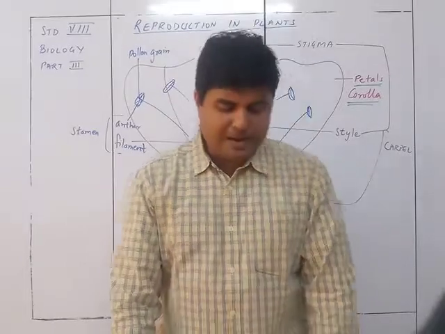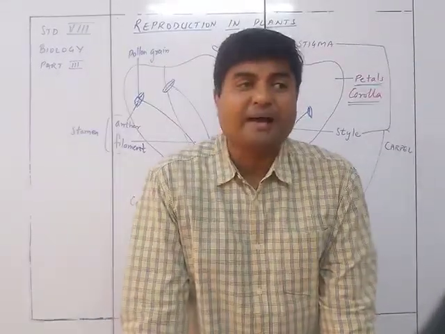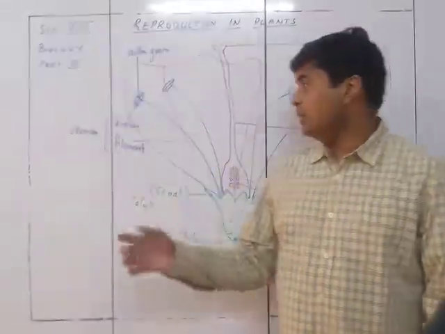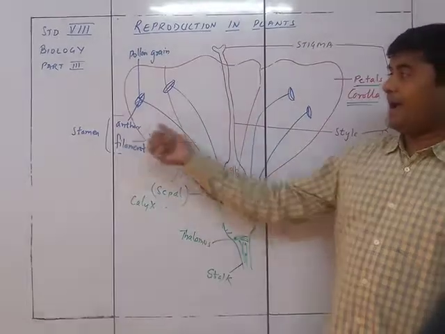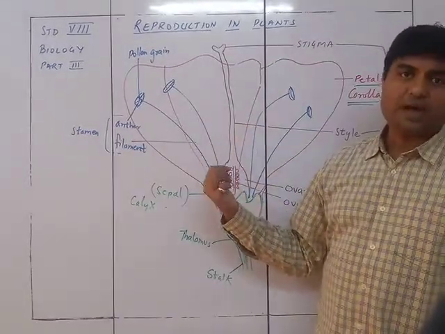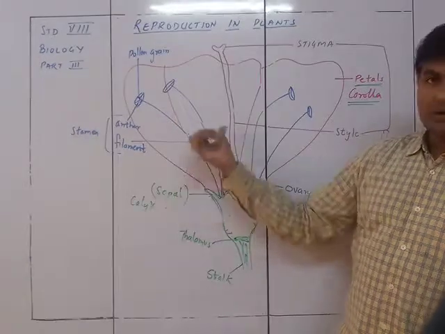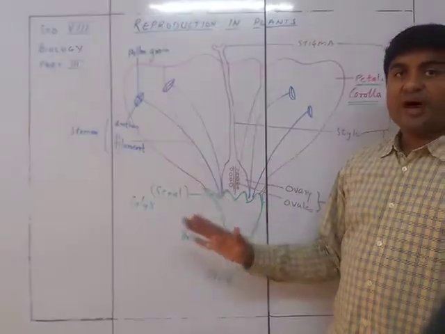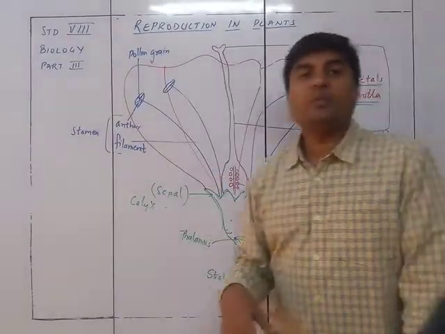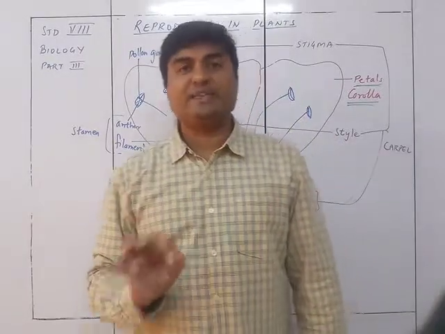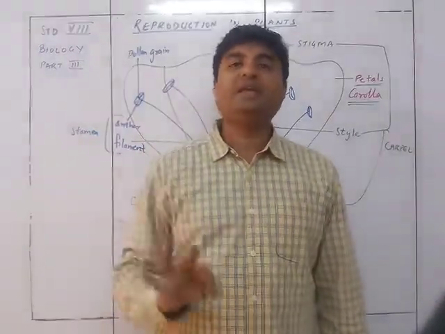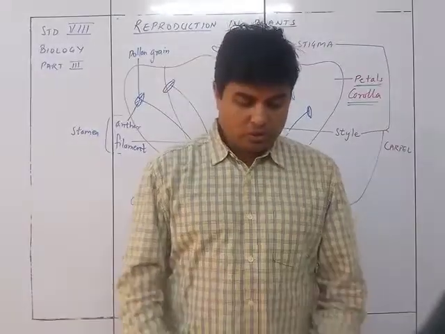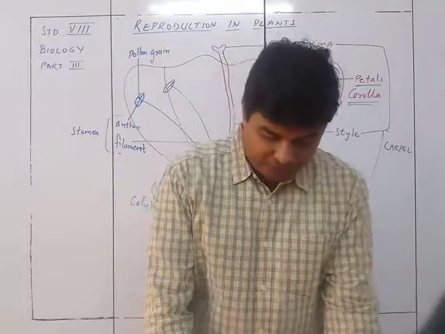Flowers bearing both male and female parts are called bisexual flowers. It is not necessary that each and every flower will have a style, stigma and anther both. Some may have only the male part or only the female part. But if a flower has both parts, present in the same flower, we call it a bisexual flower.